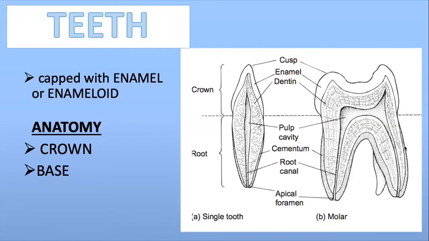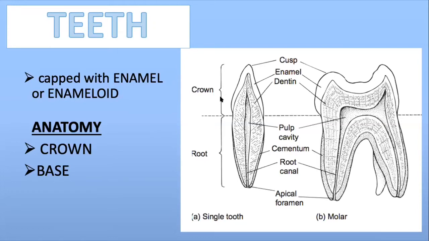So we have here a picture, a diagram of a teeth. Okay? Or of a tooth rather. Kasi isa lang siya. So your teeth is capped with enamel or enameloid, okay? And we have the two basic anatomy of the teeth. We have the crown and we also have the base, okay? Isa-isahin natin from the crown. So dito muna tayo kay crown.